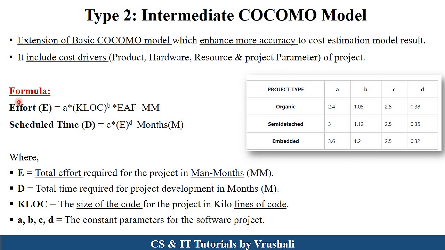Now the formula is this. For effort, the same formula is there as in the basic COCOMO model. They add an additional parameter, that is the EAF value. We will discuss EAF in the next slide. And the schedule time formula is the same, that is C into E to the power D months required. Here E means total effort required in the particular project, D means total time required in the project per month, KLOC means kilo lines of code in the project, and A, B, C, D are the constant parameters as per the previous model. Now let us understand what is EAF.